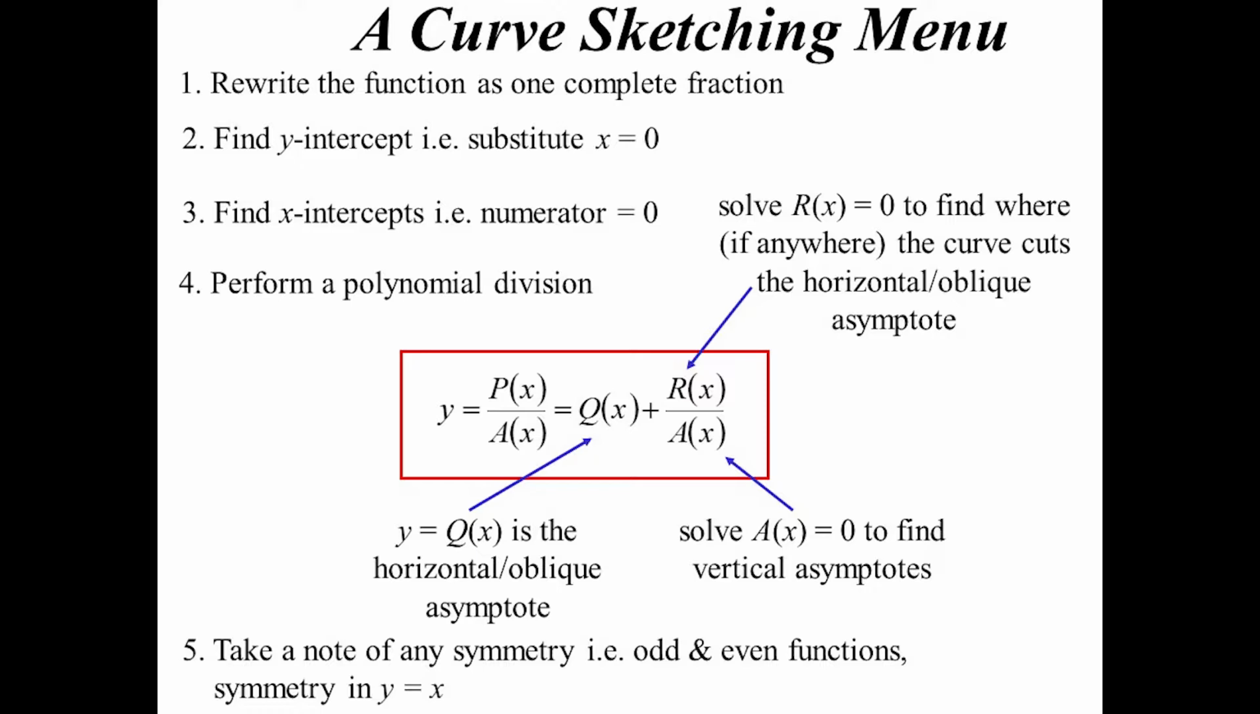And the other one is reflection in y equals x. If you notice it's its own inverse, so if you swap the y's and the x's around and you get the same equation, then you know it must reflect in y equals x.